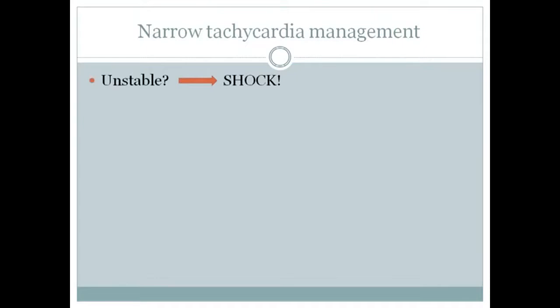So, narrow tachycardia management. If unstable, you shock them. What is unstable? What is the definition of unstable? It's not the textbook lightheadedness and stupor. It's somebody that you walk into the room and you think they're going to die, and you want to call a code because you're afraid that this guy is going to die on you. That's the one you're going to shock.